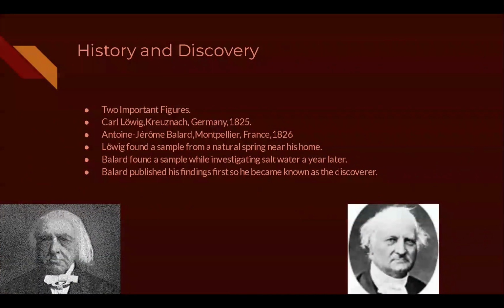Now, there are two key important figures in bromine's discovery: Carl Loewig in Kreuznach, Germany, 1825, and Antoine Jerome Ballard in Montpellier, France, 1826. Loewig found a sample from a natural spring near his home in 1835 and showed it to his professor, and his professor asked him to find more. Now, while this is happening, Ballard was able to find a sample in 1826 while investigating salt water. He became published for his findings first and became known as the discoverer, while Carl Loewig was not able to be known and was figured out later.